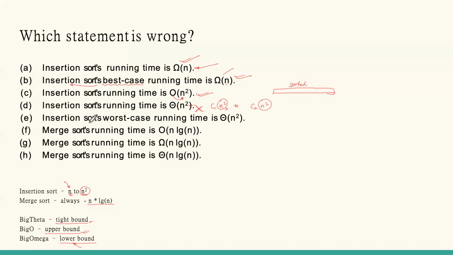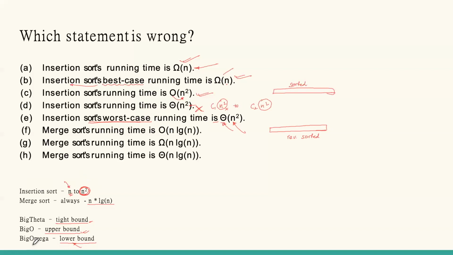Now, insertion sort's worst case running time is big theta of n squared. When we say worst case running time, for insertion sort, the worst case is reverse sorted data, right? So if the data is reverse sorted, can we say that insertion sort takes a tight bound time of n squared? Yes, because if the data is reverse sorted, insertion sort always takes a time around n squared, and we can guarantee that the running time is big theta of n squared.